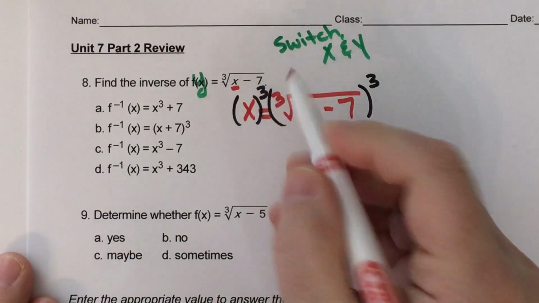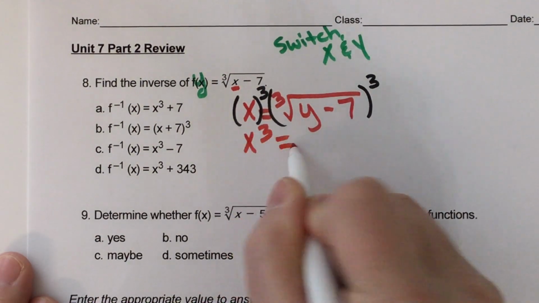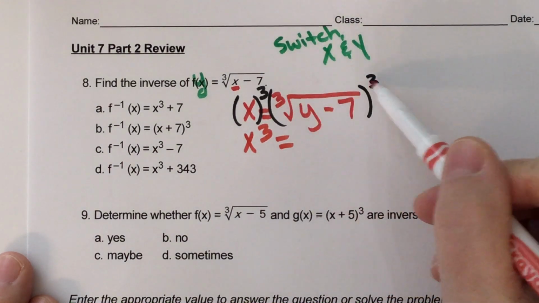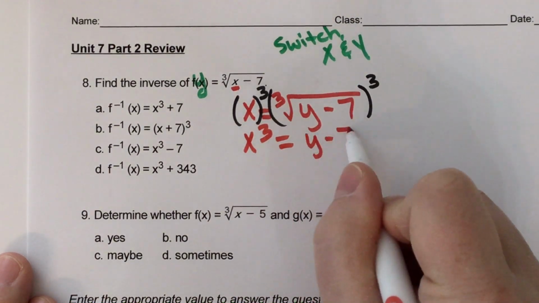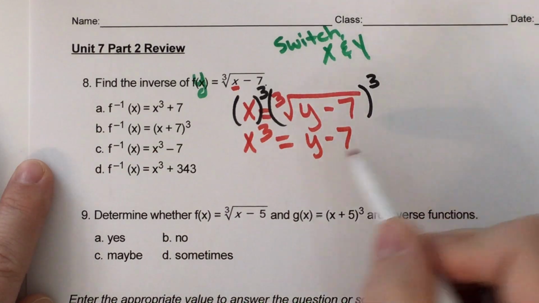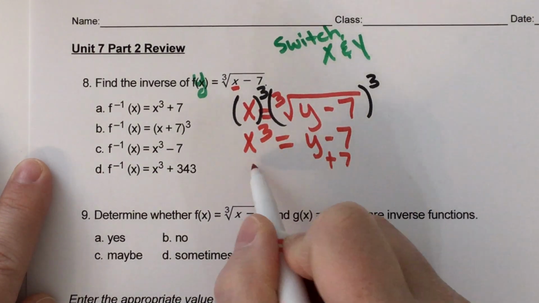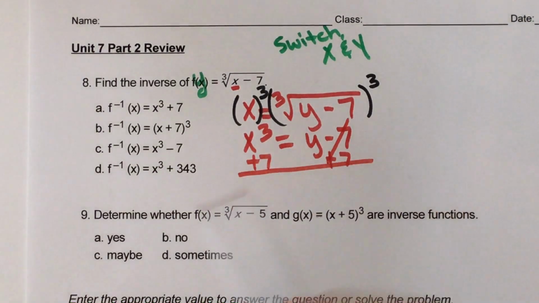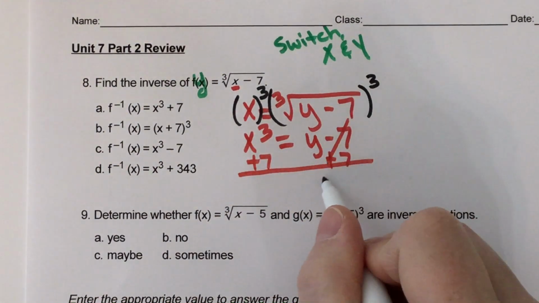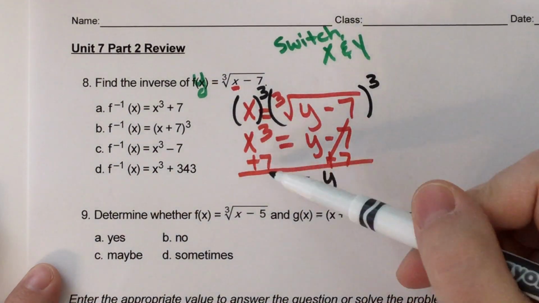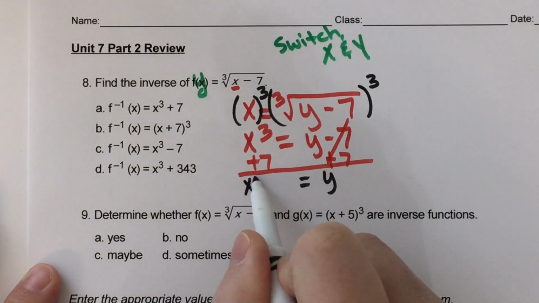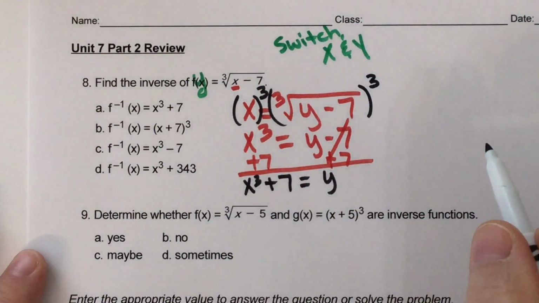So x cubed is all that's left on the left side. And then the cube and cube root cancel each other out, so all you have is y minus 7. To get y by itself, we get rid of the subtraction of 7 by adding. And then y is all that's remaining. You can't actually add these, so you just leave it, x cubed plus 7.